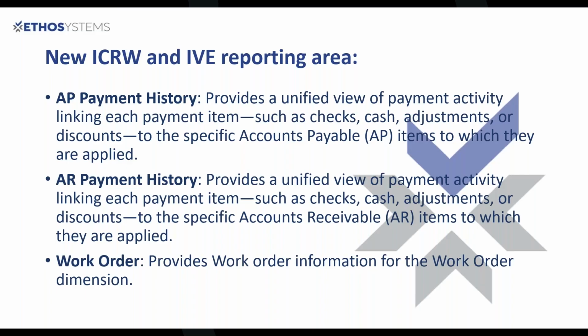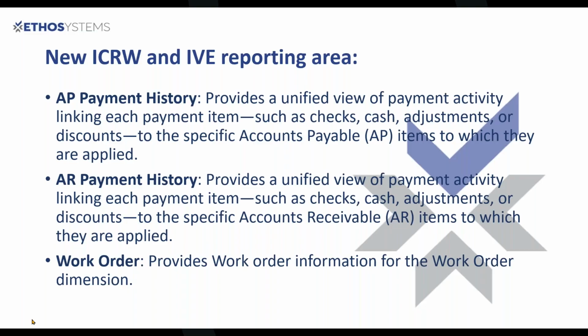One of the big things that's happening is they're expanding some of the ICRW features. There's going to be the AP payment history. It provides a unified view of payment activity, and this links each payment item such as checks, cash, adjustments, or discounts to the specific AP items to which they're applied. So that allows for more robust history on an AP history, as well as AR payment history. It's going to be the inverse of that, but this should allow for some better reporting within ICRW for AR payments as well as AP payments.